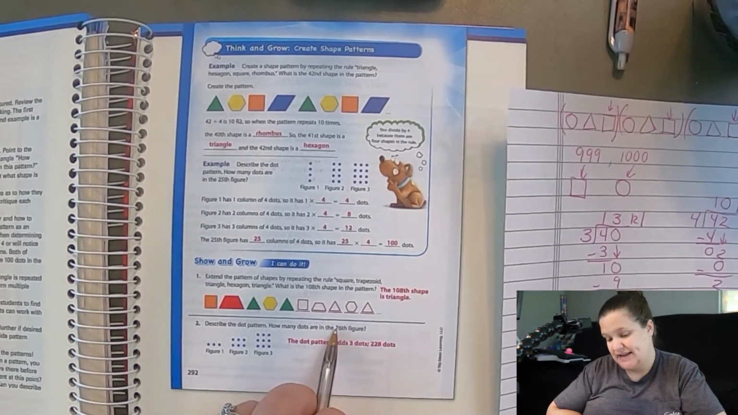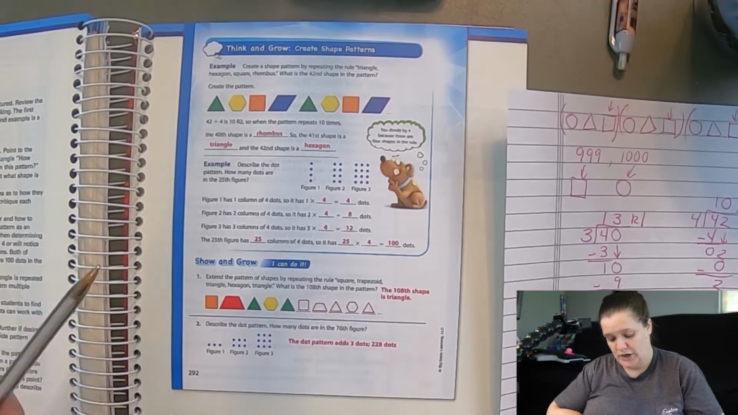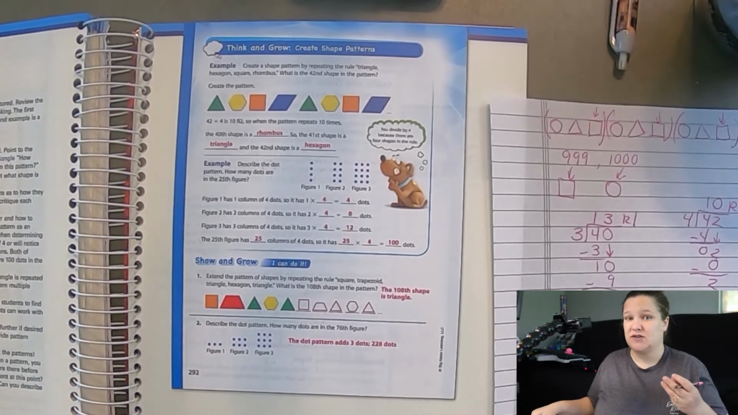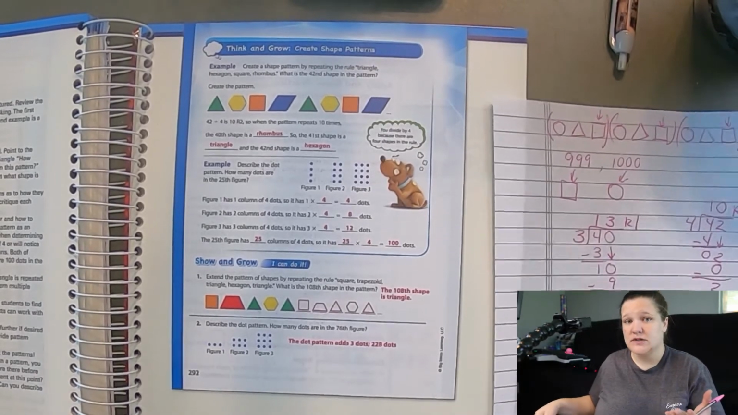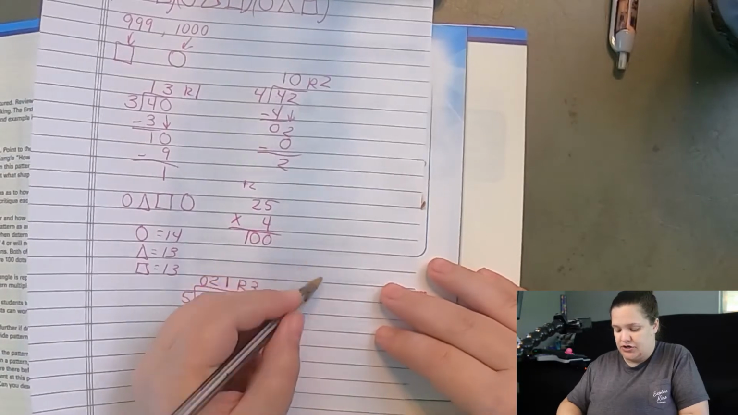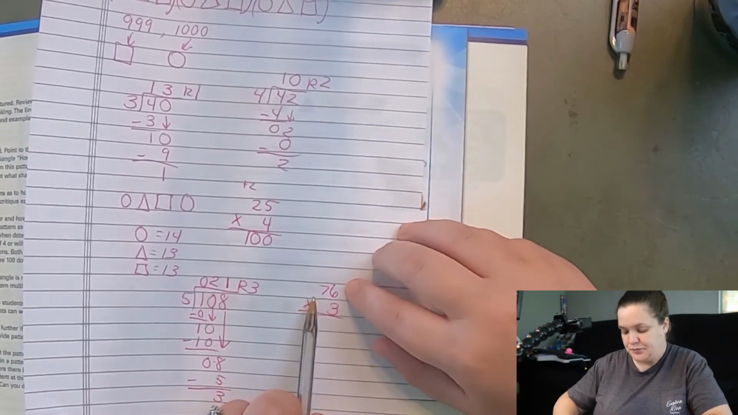If we want to know the 76th figure, we'll notice figure 1 has 1 row, figure 2 has 2 rows, figure 3 has 3 rows. Figure 76 is going to have 76 rows. And in each row there are 3 dots. So we're going to do 76 times 3.